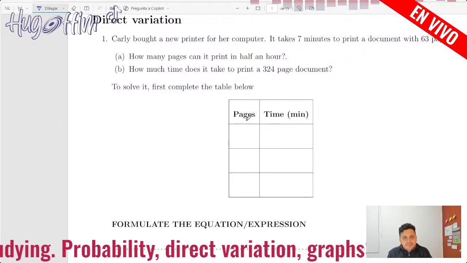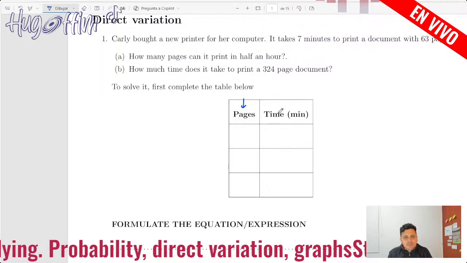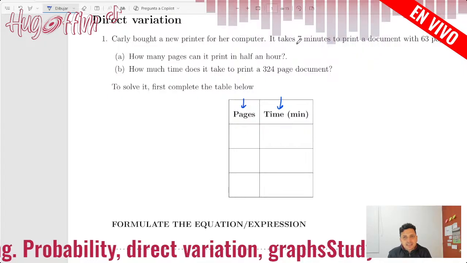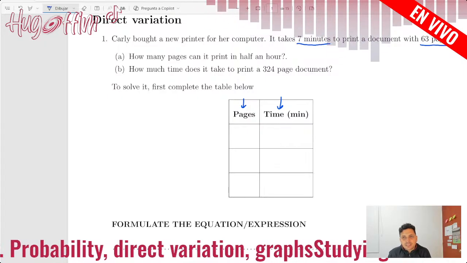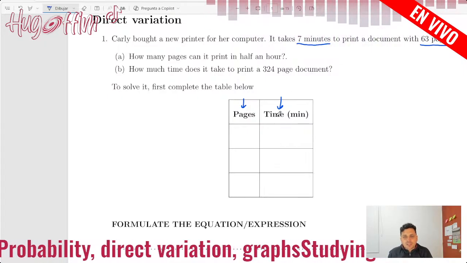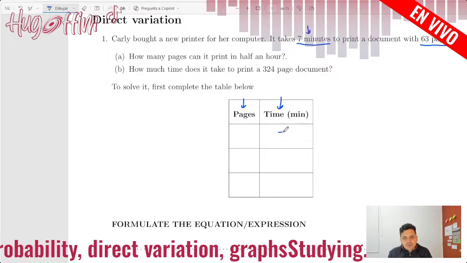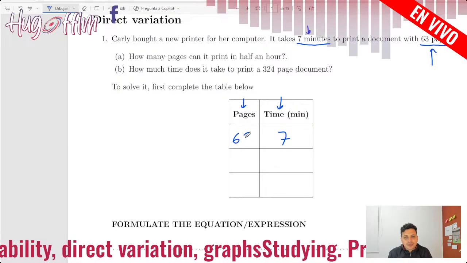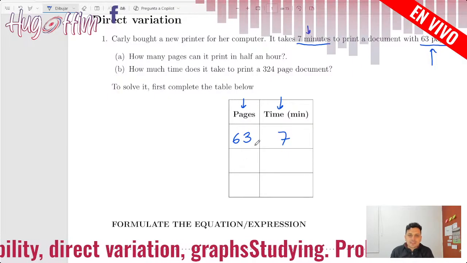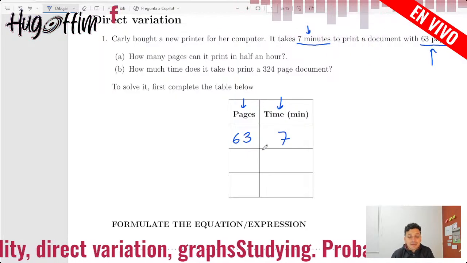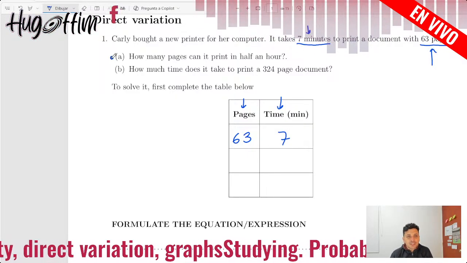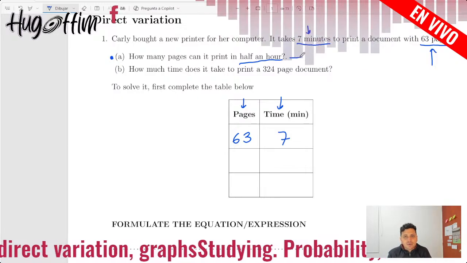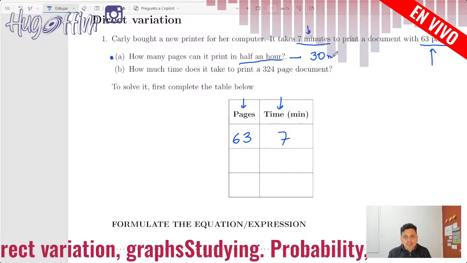So you need to identify the two magnitudes, which in this case are pages and time. Look, it says it takes 7 minutes to print a document with 63 pages. So the time, minutes, is going to be 7, and the number of pages, 63, is going to be here. So 63 pages corresponds to 7 minutes. Now the first question, A, says how many pages can it print in half an hour? Half an hour is just 30 minutes, right?